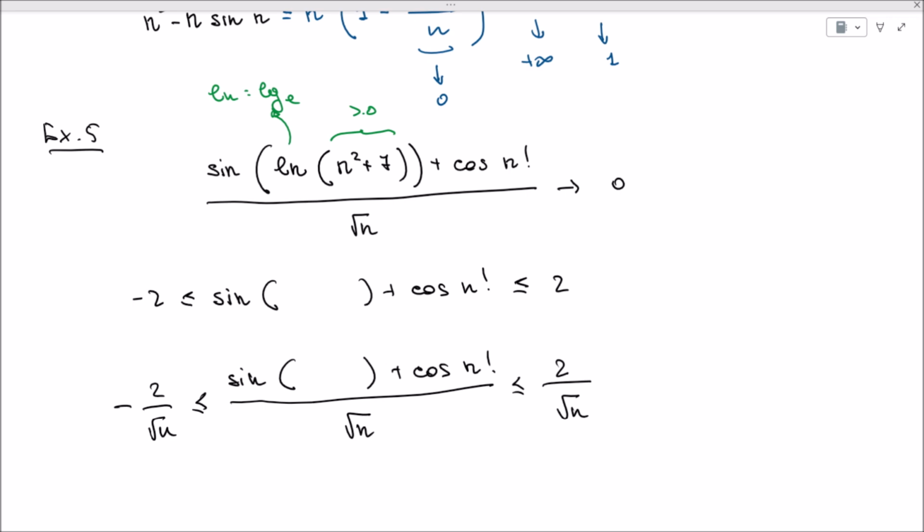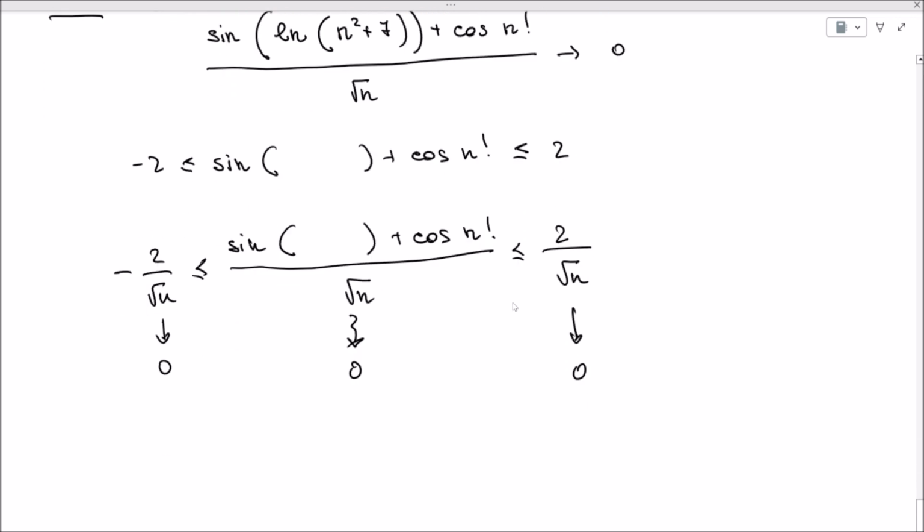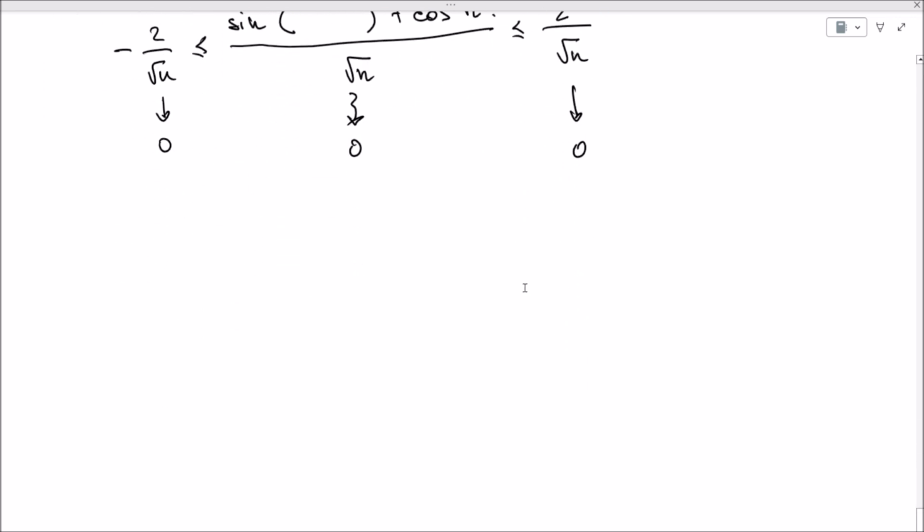But now as n goes to infinity, clearly this will go to 0, this will go to 0, which by the squeeze theorem means that this will tend to 0, and so we have just proved the first statement.